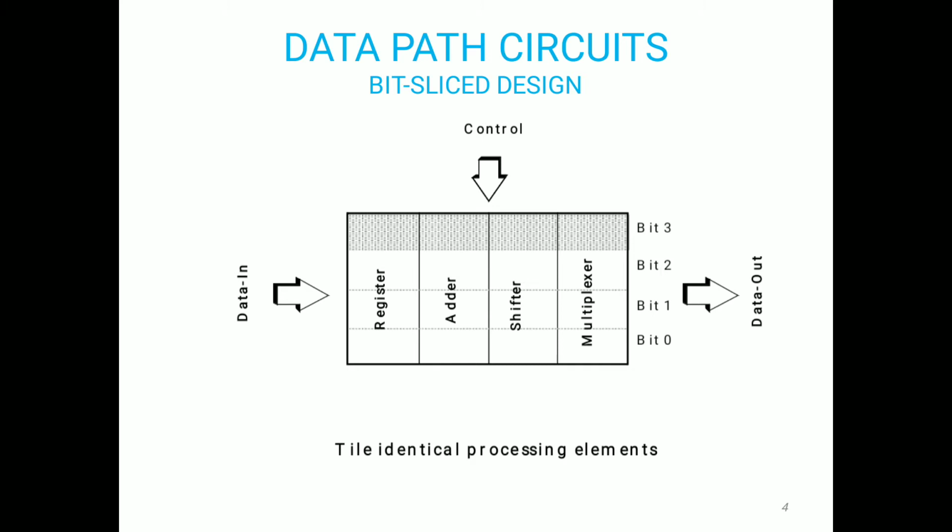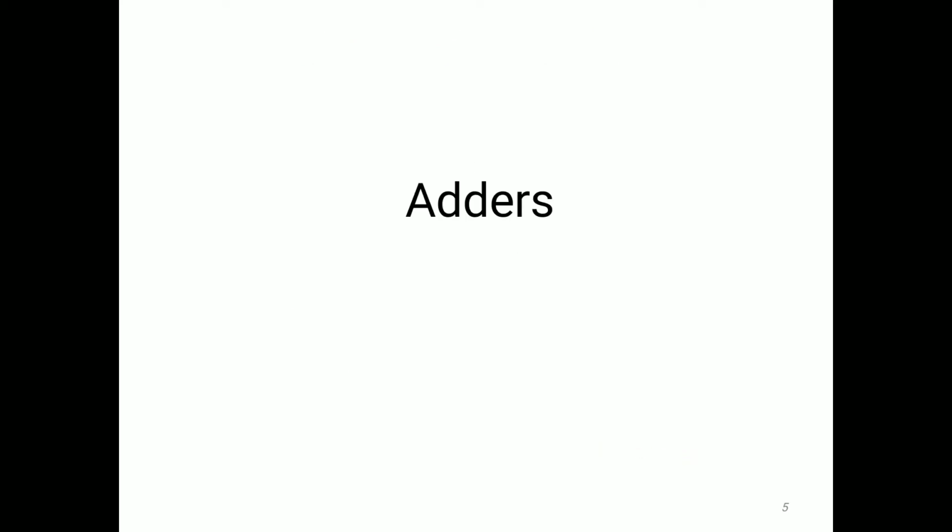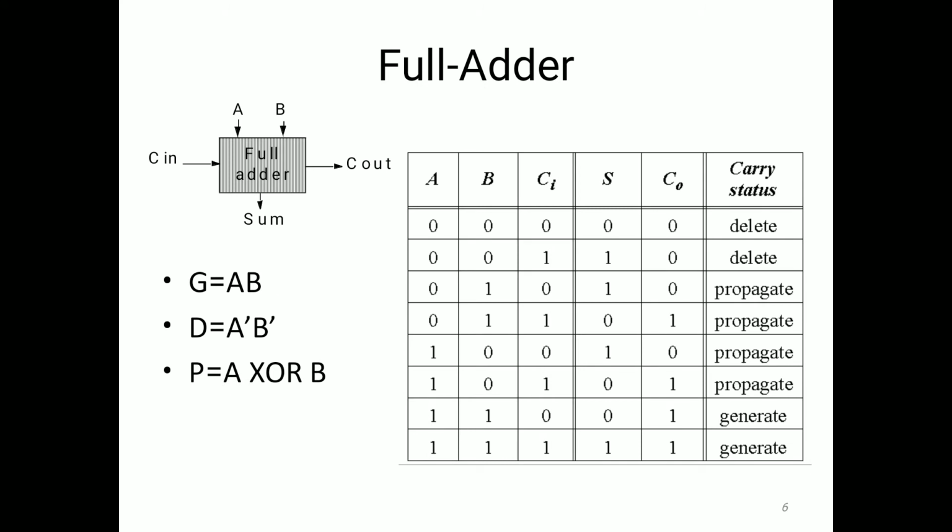In that we have a register, adder, shifter and multiplier. We give the data in parallel form, then we get the data bit by bit. So it's called a bit slice design. And the next one is the adder. So you already know it's a full adder.